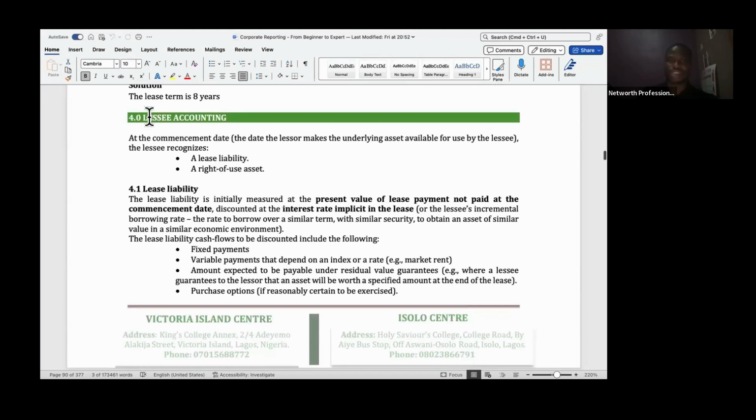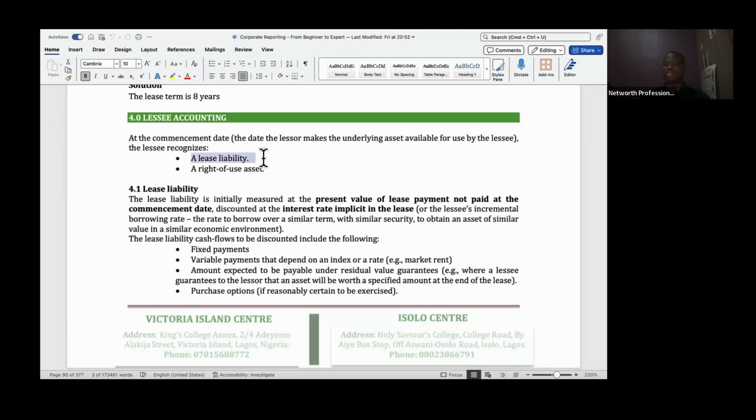Then we went on to lessee accounting. The lessee is the tenant, the one that has the right to control and is using the asset. IFRS 16 now requires that the lessee must, at the commencement date, recognize a lease liability and a right of use asset. So that is, at the date he enters into the lease, he must recognize these two.